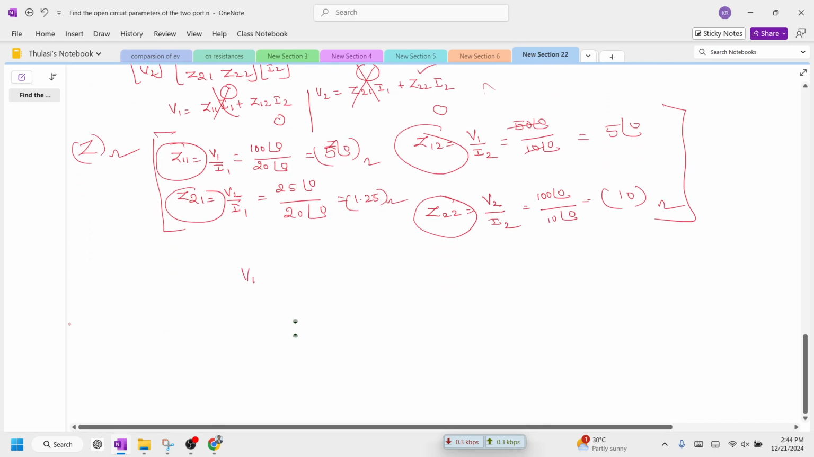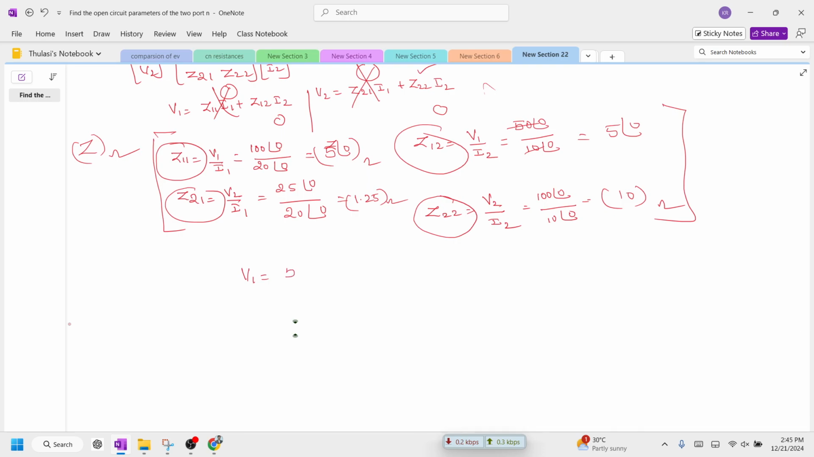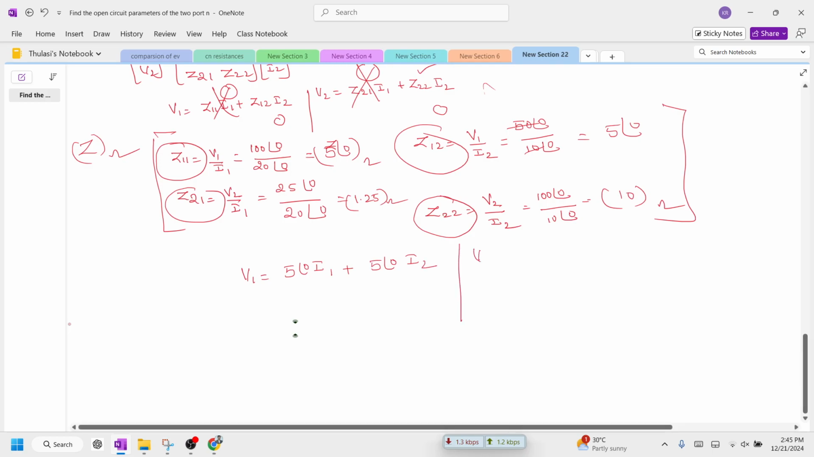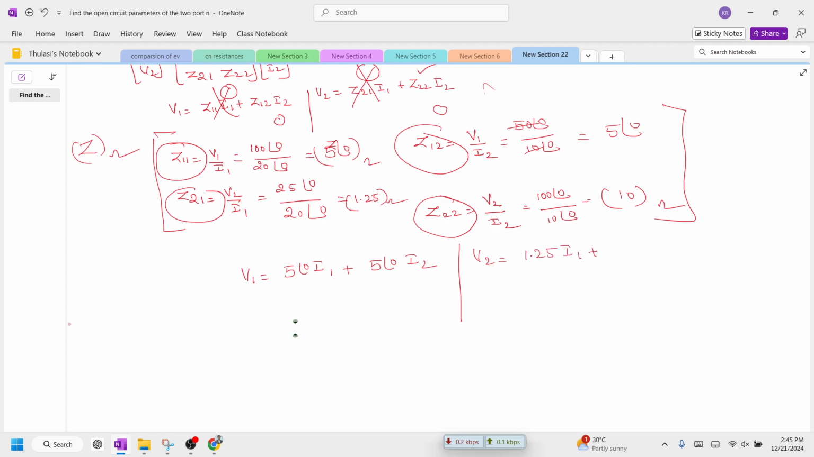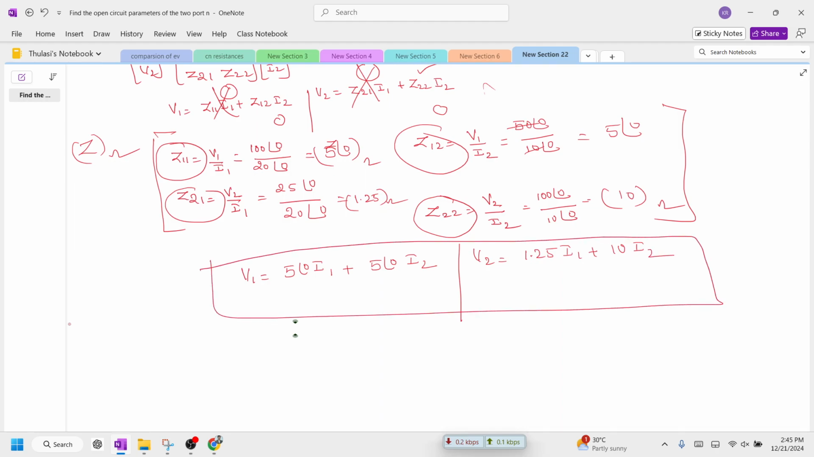If you substitute this in the equations, we will get V1 is equal to Z11, what is the value of Z11? 5 at an angle 0, I1, plus Z12, Z12 is 5 at an angle 0, I2, is one equation. The second equation is V2 is equal to Z21, 1.25 I1, plus 10 into I2. This will be the corresponding voltage equations if you want to represent.